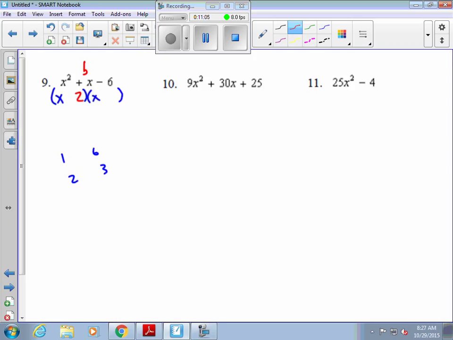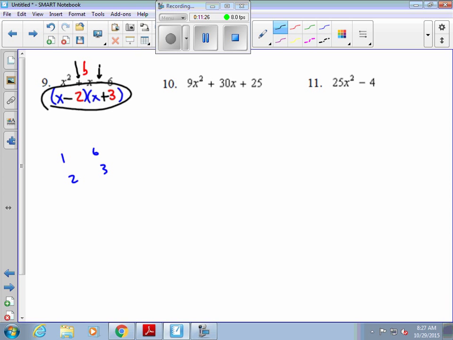If you put 1 and 6 together, you're going to get 7, or you're going to get 5. This sign right here tells us they're opposite signs, unlike number 7 and number 8, which were the same signs. These are opposites. Since they're opposites, this one tells you the sign of the larger value. 3 is larger, so it's positive. They're opposites, so 2 is negative.